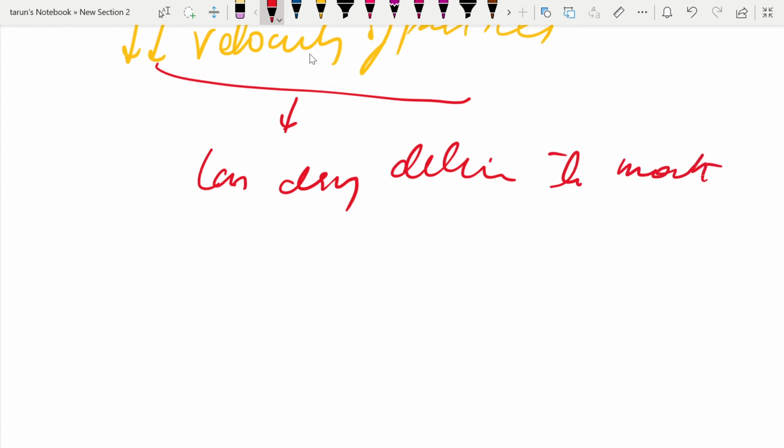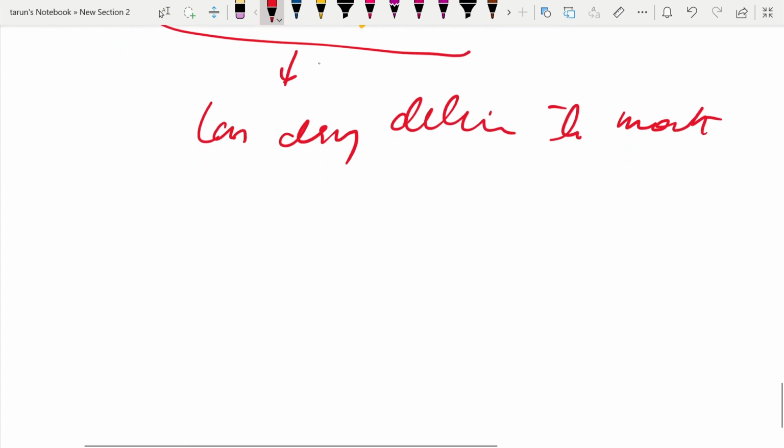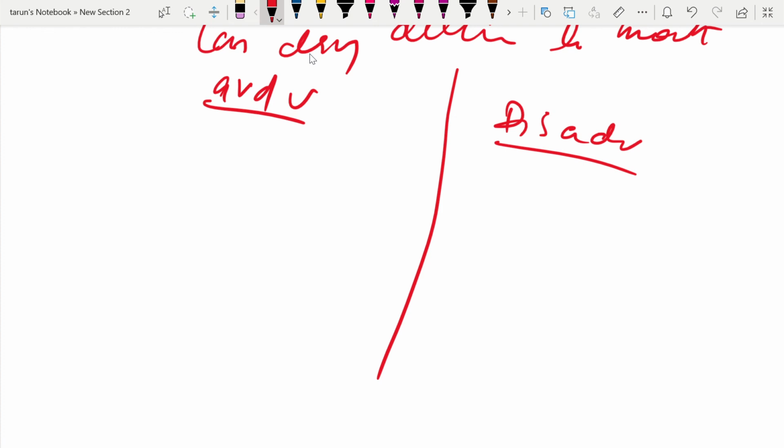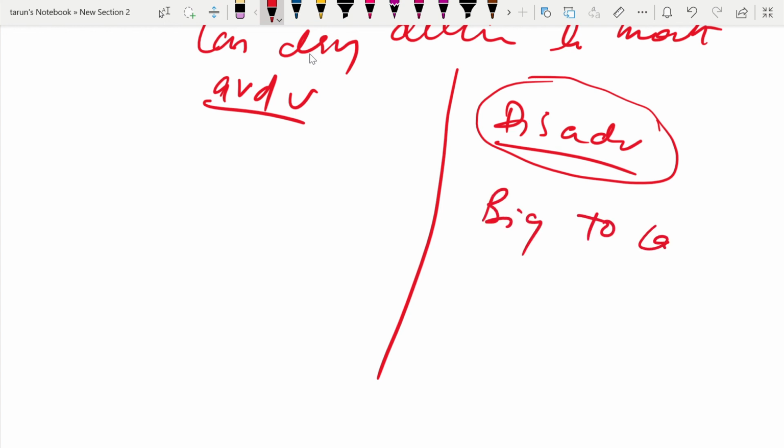Then what are the advantages and disadvantages? This is important. You should know what the advantages and disadvantages of the spacer are. First we discuss the disadvantage. There is only one disadvantage: it is big to carry in person. It is a big device, so you cannot carry it comfortably.